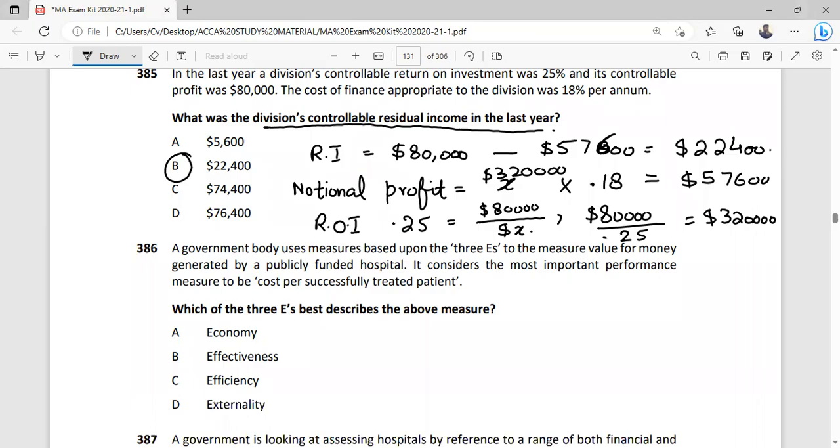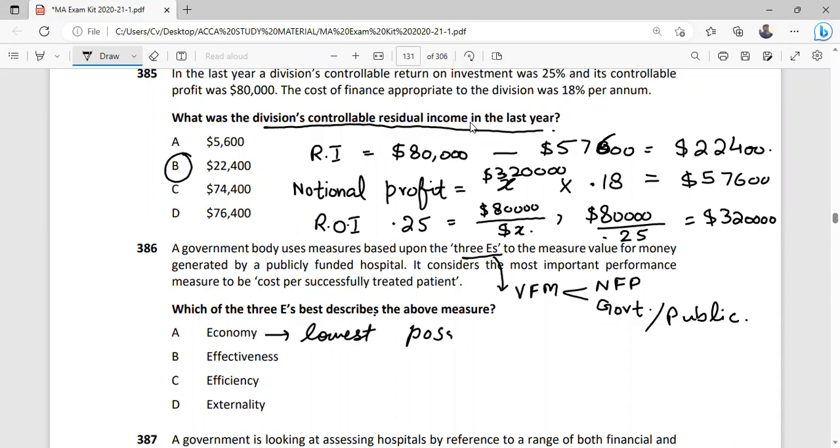A government body uses measures based on the 3 E's. 3 E's is basically the concept of value for money. Whenever we are measuring the performance of not-for-profit seeking organizations, or government organizations or public organizations, we always use the concept of 3 E's. 3 E's says that there are 3 different E's. First one is economy. Economy means lowest possible cost without affecting quality of product or service.